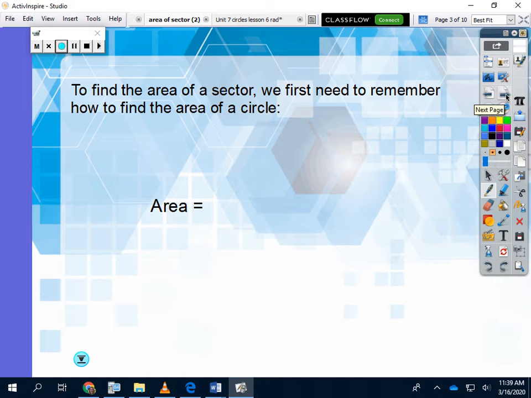Okay, so to find the area of a sector, we need to remember how to find the area of a circle. And how do you find the area of a circle? Well, the area of a circle is pi r squared. If you didn't already remember that, grr.